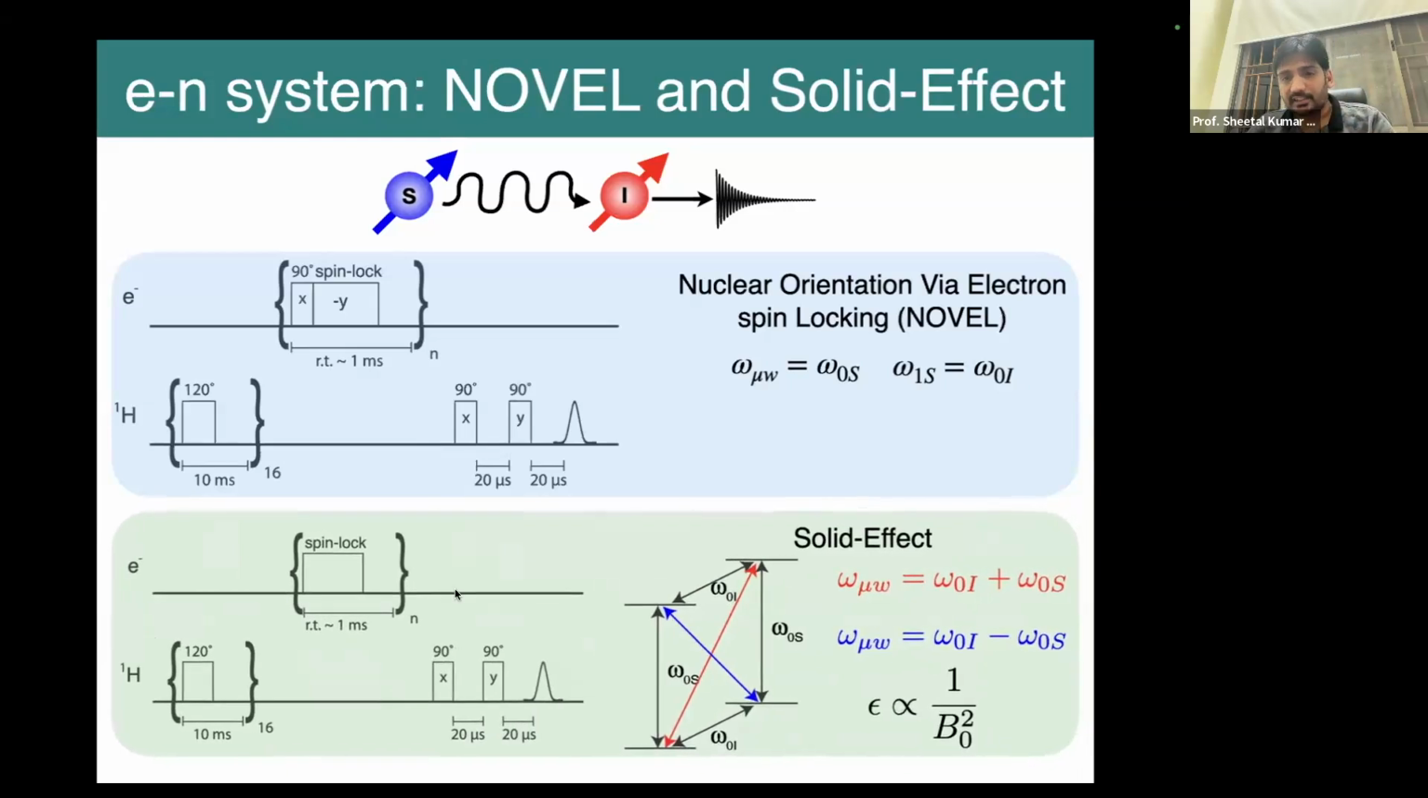The other very commonly used DNP mechanism is the solid effect, and here it's a pulsed version of the solid effect. Instead of continuous pulses, we have a spin lock pulse only. Another way of looking at it: if you don't have this first tilt pulse, then the pulse sequence will look like this. The general understanding of the mechanism is that if you irradiate at the double quantum or zero quantum transition, then we transfer the polarization.